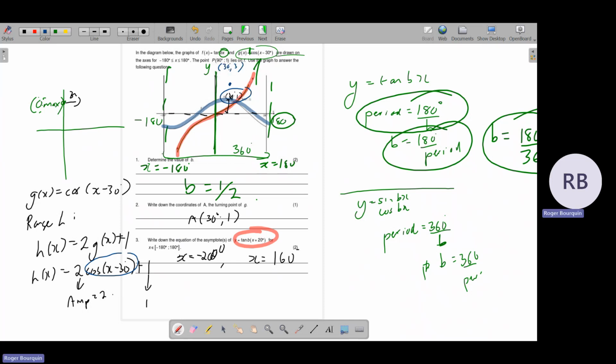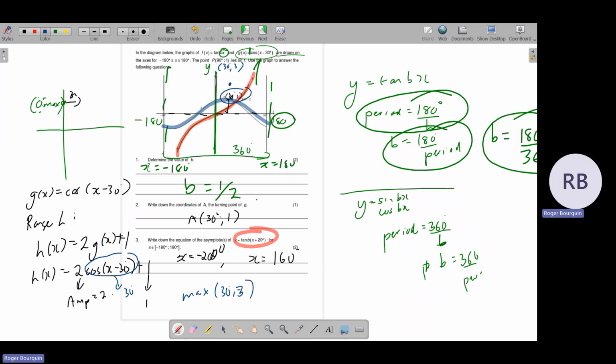The other way you could do it is once you recognize it hasn't shifted horizontally, go sub 30 into there. Go 2 cos 30 minus 30. In other words, 2 cos of 0 plus 1. Put that on your calculator. 2 cos 0 plus 1 will give you 3. You with me? So your new maximum is at 33, right?